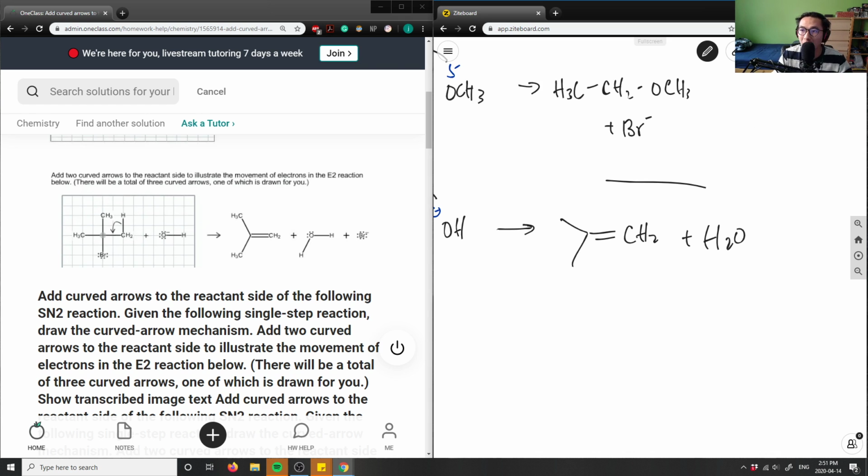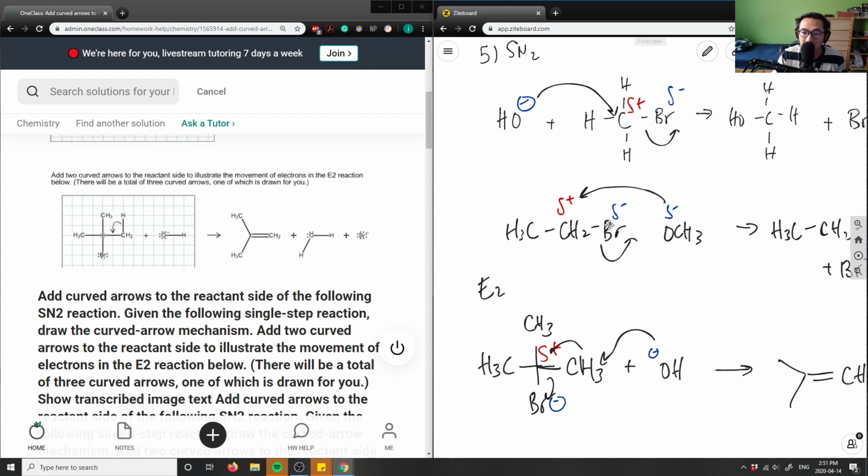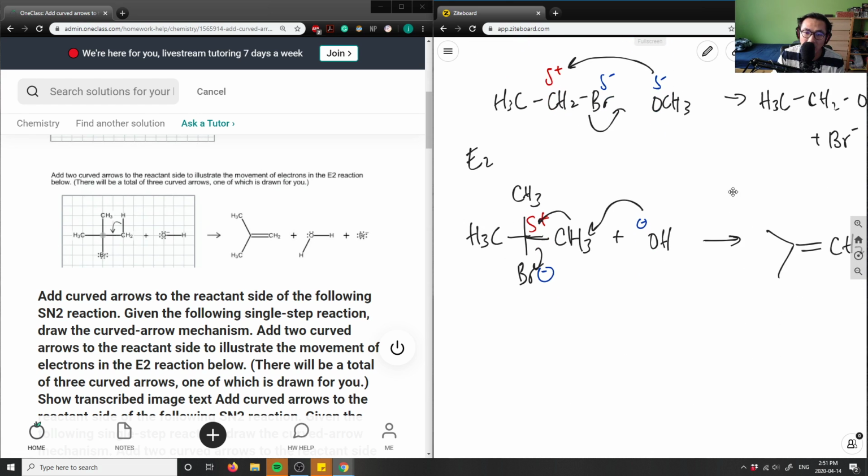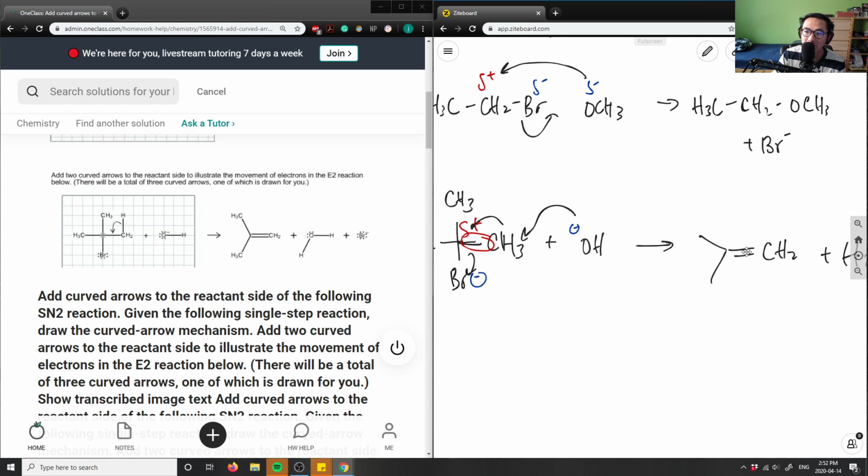So the first two were SN2 reactions because I am substituting my Br group for the OH group or the OCH3 group, and this here is an E2 reaction, right? Again, my negative charge is going to attack the hydrogen of the carbon next to it, and then it's going to create a double bond basically right over here. So I'll do that in red. It creates a double bond right over here to make the double bond CH2 here.